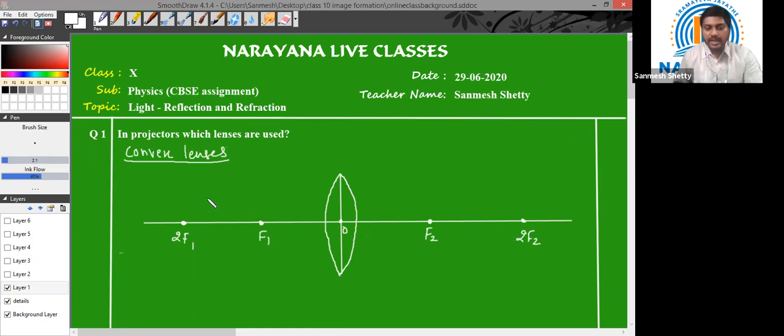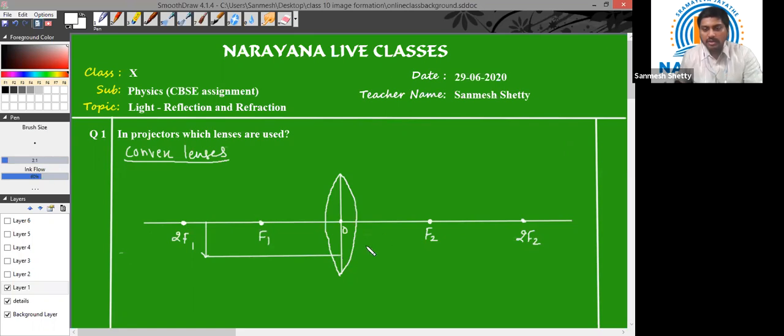For example, if I keep my object between f1 and 2f1, between the focus and twice the focal length, then the image formed will be an enlarged image, and it will be an inverted image. So we get a magnified inverted image. So if I keep my object itself inverted, let us say my object is upside down like this, and now I draw a ray diagram for its image.